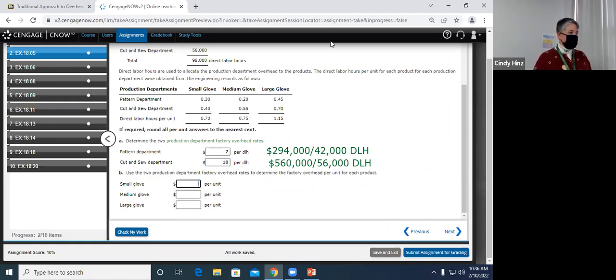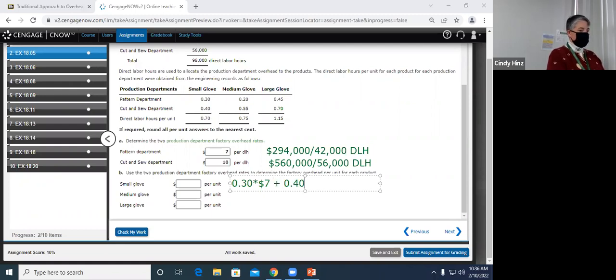But in this approach, we're using multiple departments, and so each glove, starting with the small glove, is going to take 0.3 hours in the pattern department, and they're going to be charged $7 per hour. And then in the cut and sew department, it's going to take 0.4 hours, charged at $10 per hour. And so when I do that math, I find $6.10 per unit. $6.10 of overhead will be allocated to each small glove: $2.10 from the pattern department and $4 from the cut and sew department.